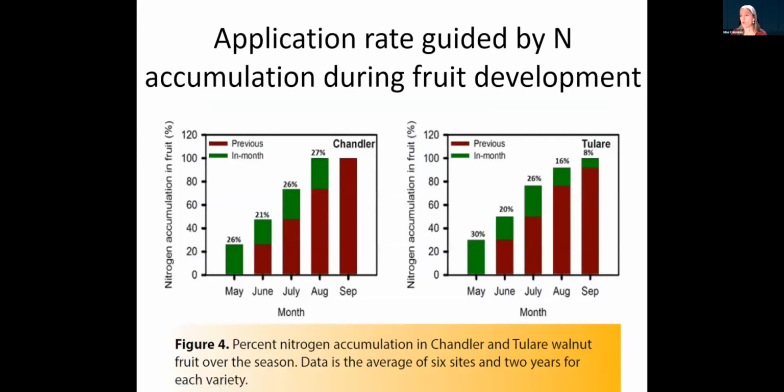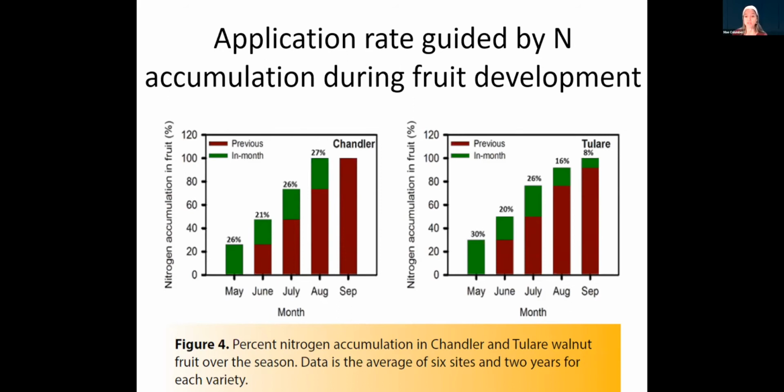Okay, but then what about the timing of the application? So that same study did a really detailed analysis of uptake through the growing season, looking at not only just the nuts and hulls, but also the tree leaf tissue, and then also woody tissue of the walnuts, and did some nice calculations of what uptake is from leaf out through nut development.